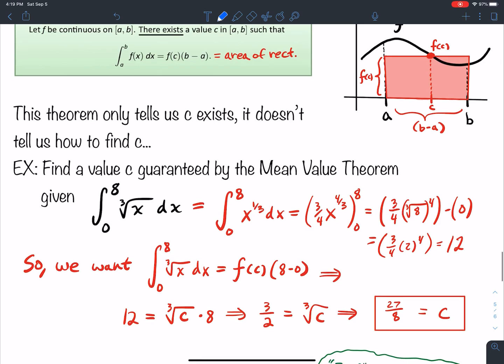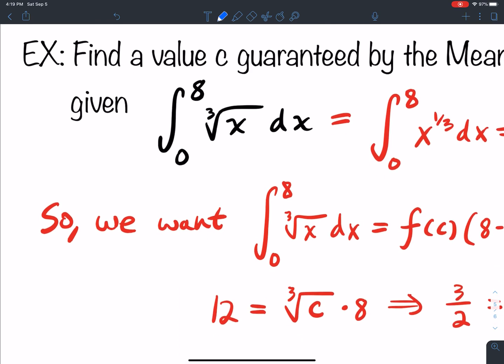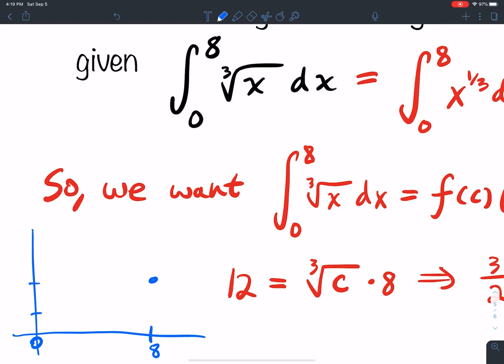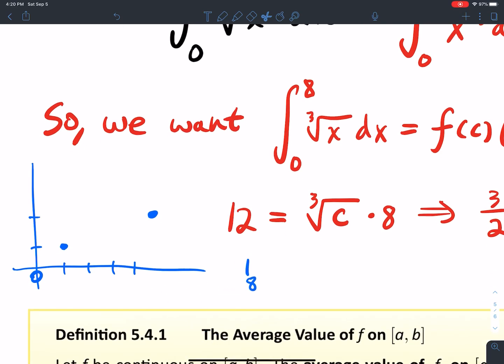So if you looked at this as a picture, I'm going to do my best to draw this in here. So my interval is from 0 to 8. Now the cube root of 8 is 2, so I'm going to go at 1, 2. So this point here, and at x equal to 1, I actually have a 1 there. 1, 2, 3, 4. 5, 6, 7, and then 8.